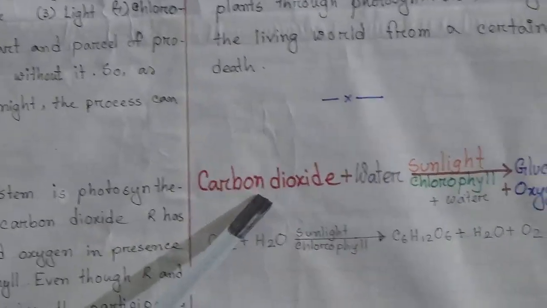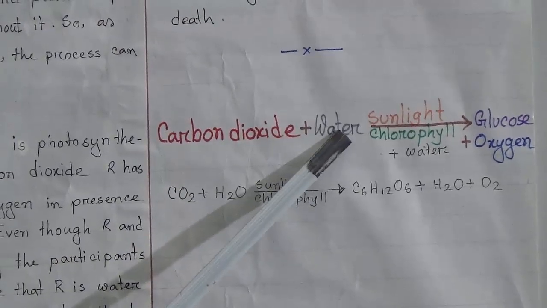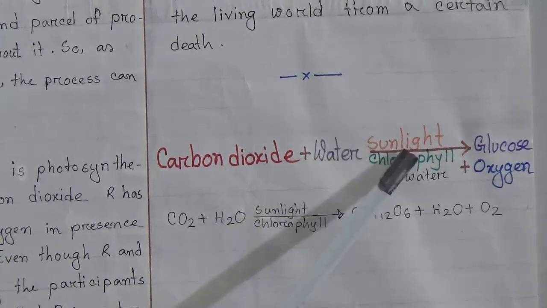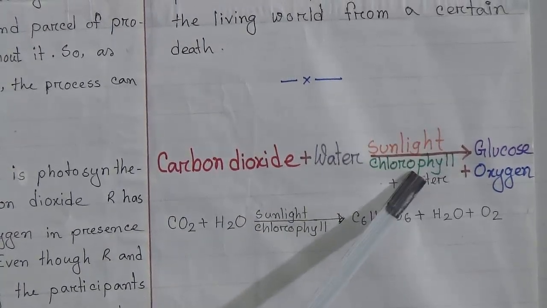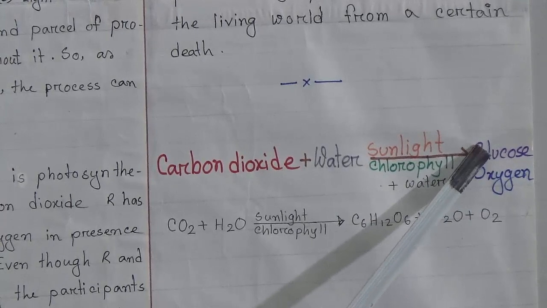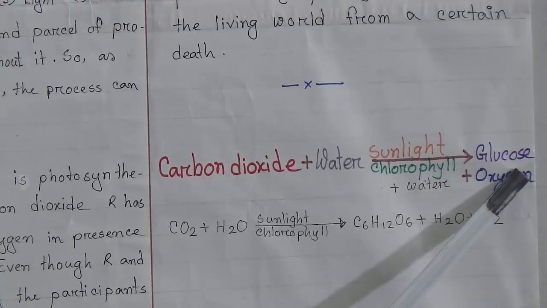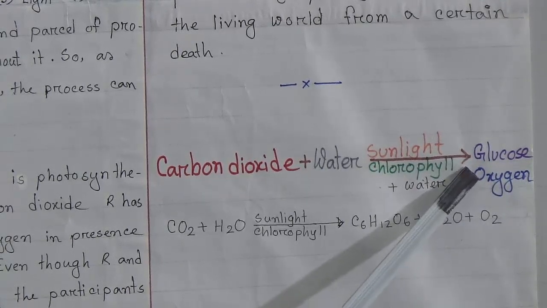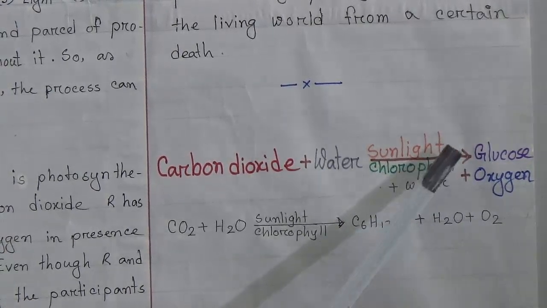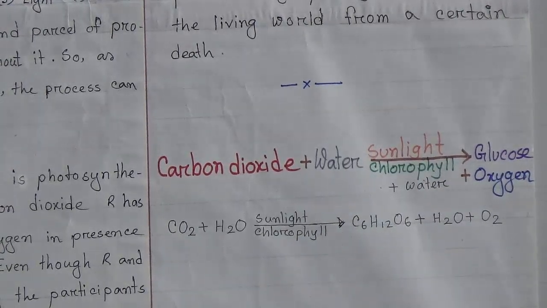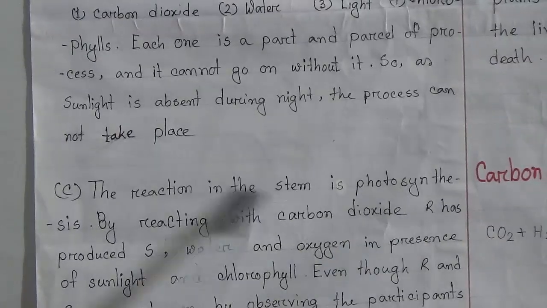Then come to the photosynthesis process reaction. Dear students, look here, carbon dioxide plus water. That means carbon dioxide reacts with water in the presence of sunlight and chlorophyll, and the product of photosynthesis is glucose plus water plus oxygen. That means here R is water and S is glucose. Now come to the answer of C. The reaction in the stem is photosynthesis.